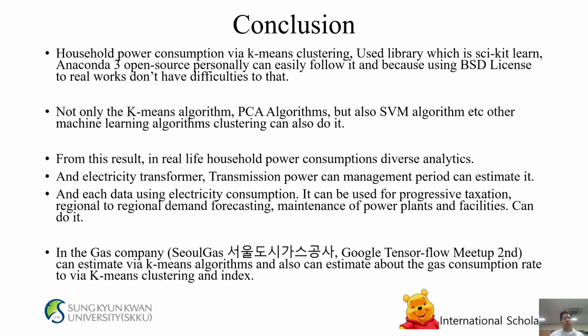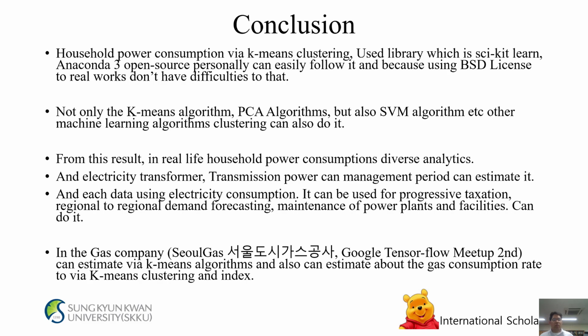Conclusion: household power consumption via K-means clustering uses a library, which is scikit-learn. Honestly, open source can personally be easily followed, and because it uses the BSD license, there are no difficulties in real world use. Not only the K-means algorithm, PCA algorithms, but also SVM algorithms, and other machine learning algorithms can also do clustering.